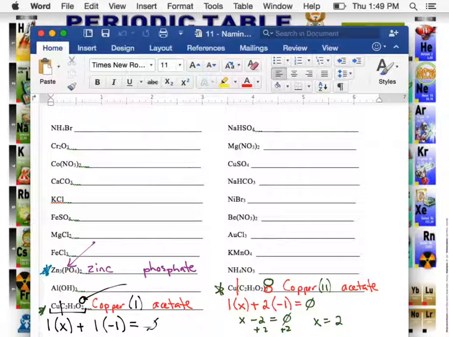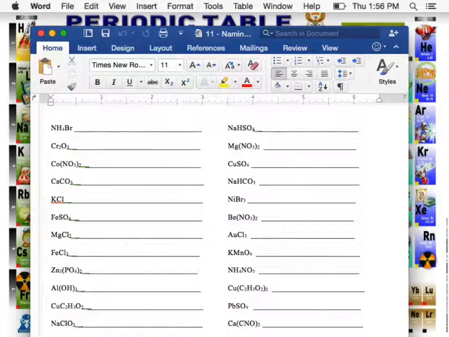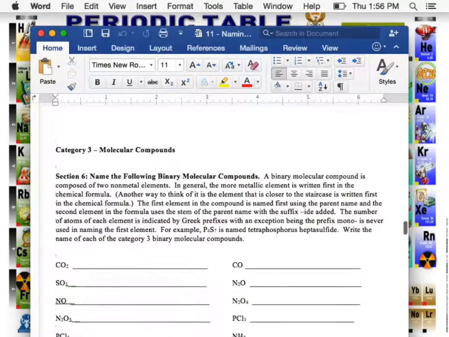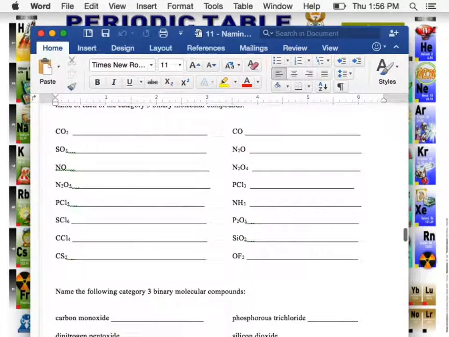How many of the categories did we just learn how to name? 2. Binary ionic and ternary ionic. The next one is the molecular compounds. These ones, you just write what it tells you. They're kind of nice in that respect.